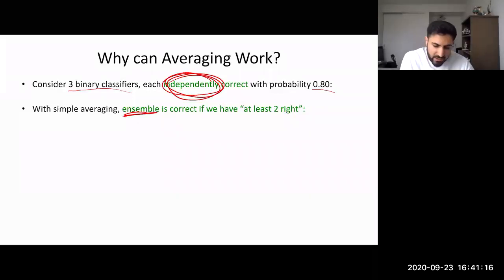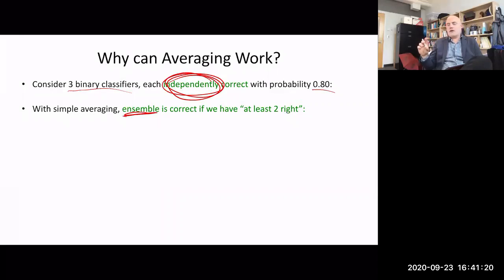Why would you use KNN if it's too slow? Good question. We're not talking about speed right now. We're talking about accuracy. So indeed, the ensemble method would be slow. The speed of the ensemble method would be no faster than the slowest method, right? But we're building towards random forests where all of the things that we're going to ensemble are in the same family of model, okay? So with simple averaging, the ensemble is correct if we have at least 2 right.